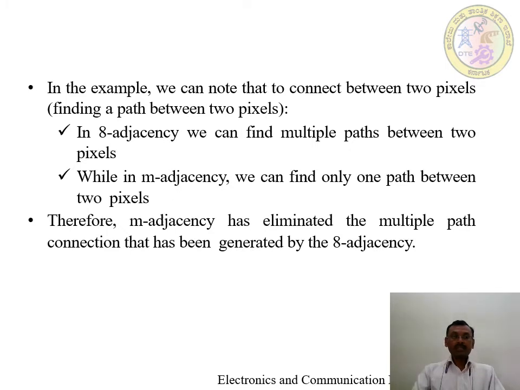In the example, as I told, we can note that to connect two pixels, we find a path between them. In 8 adjacency, we can find multiple paths between two pixels, while in M adjacency, we can find only one path between two pixels. Therefore, M adjacency has eliminated the multiple path connection that was generated by the 8 adjacency.